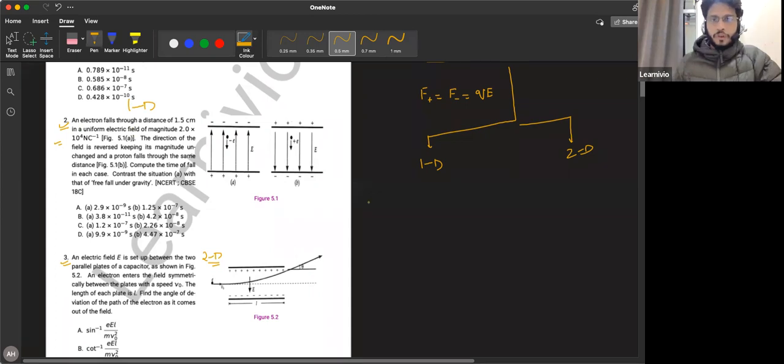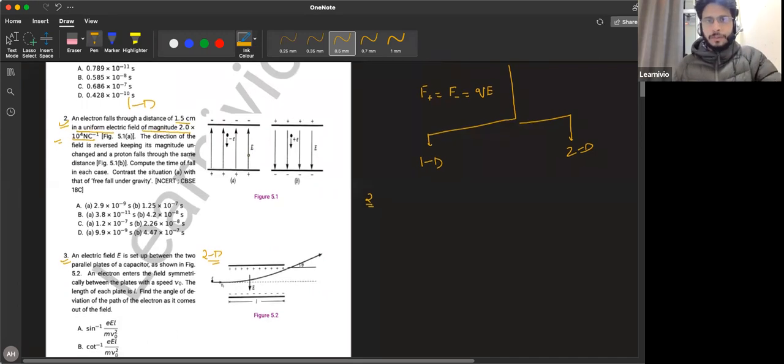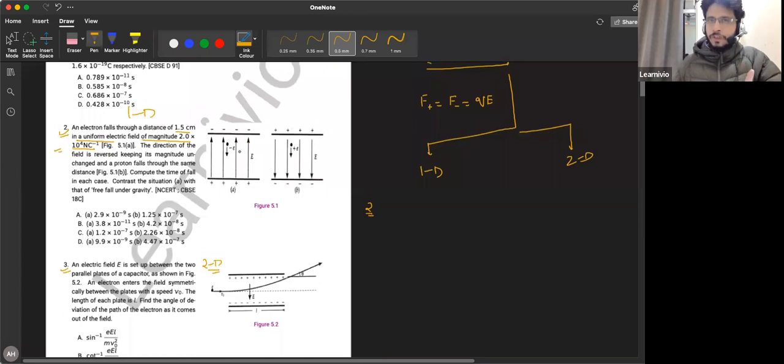Okay, so let's solve it together. This question number 2 we will solve. So in question number 2, it says that an electron falls through a distance of 1.5 centimeter in a uniform field of magnitude 2 into 10 raised to the power 4. So this is the diagram. Electric field is in upwards direction. Electron is a negatively charged particle. It will experience force in a direction opposite to that of field. That's why the direction of force is downwards. So force is acting in a direction opposite to that of field. So electron is falling downwards.